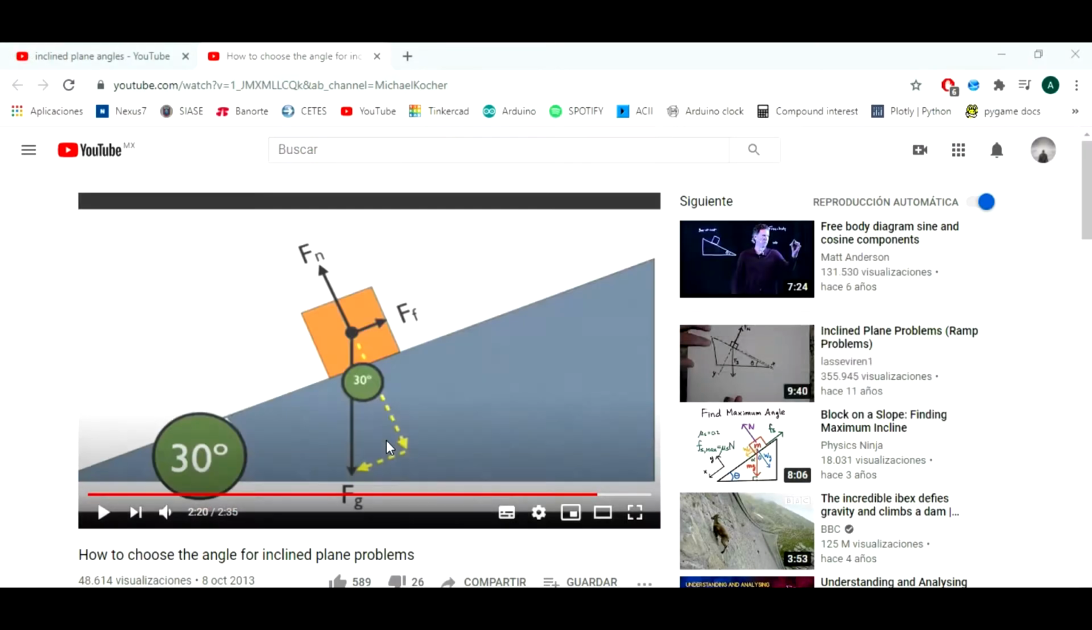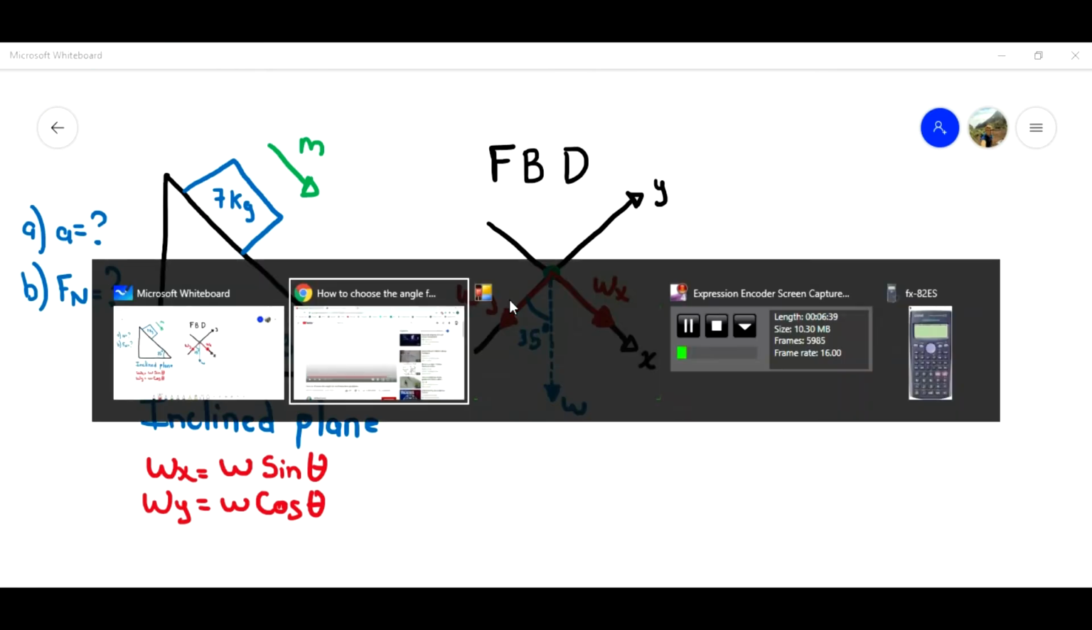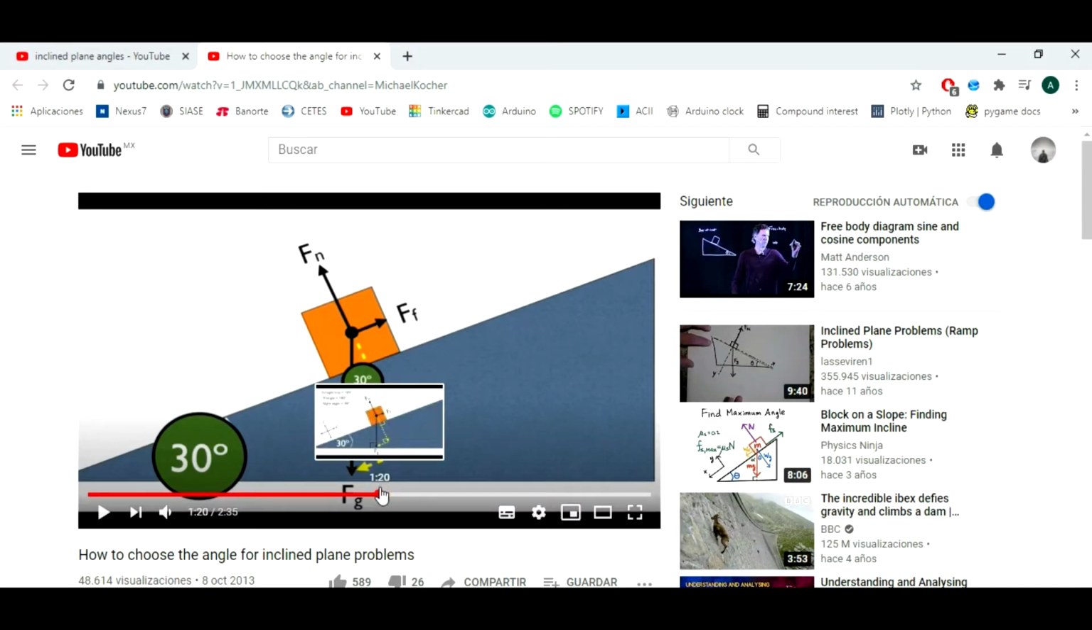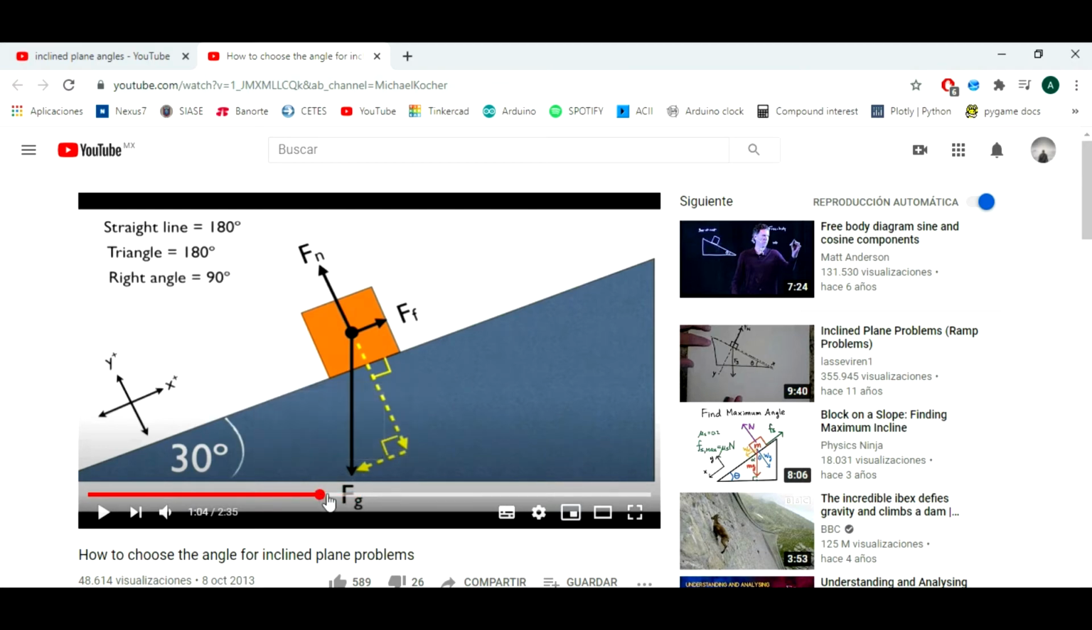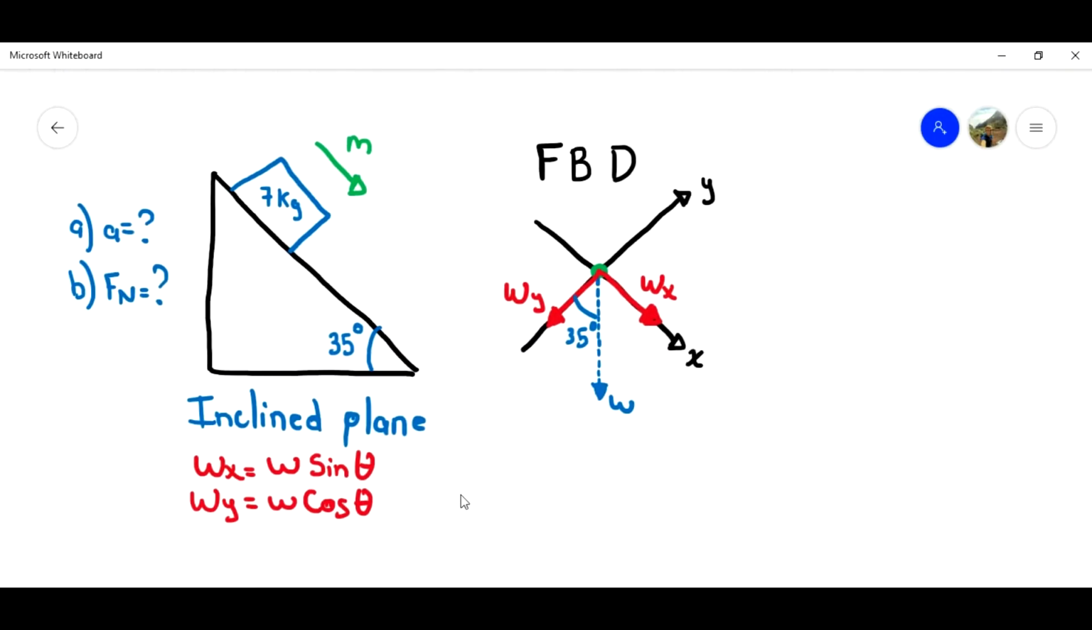Now I repeat, this only applies to an inclined plane, and there is a demonstration about why this angle is this one, and it's over here in this video. They can explain that to you. But every time that we have an inclined plane, I'm going to use these equations. I just don't want you to get confused. These equations only apply to an inclined plane.